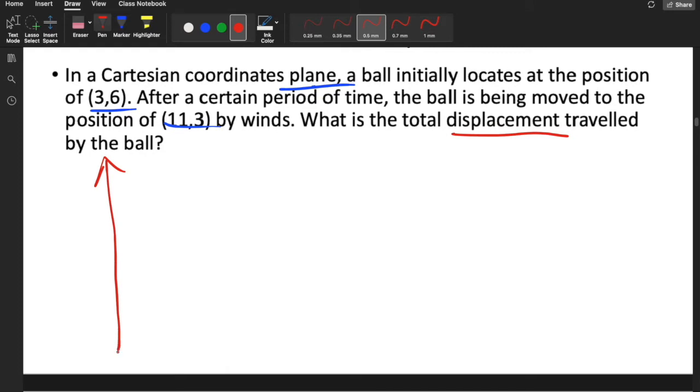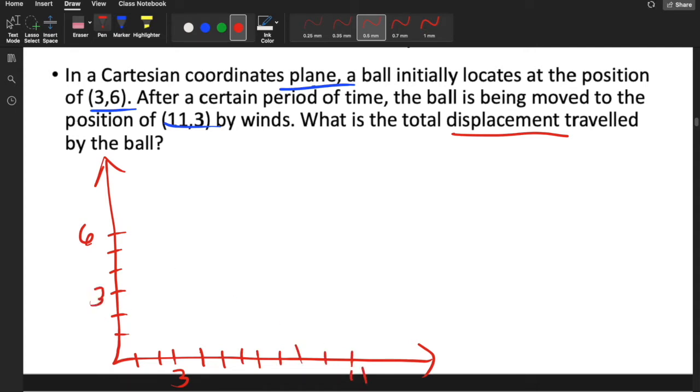So let me just draw a coordinate system first. So the initial position is 3, 6. So 1, 2, 3. 1, 2, 3, 4, 5, 6. And the final position is 11, 3. 4, 5, 6, 7, 8, 9, 10, 11. 11, 1, 2, 3. So the initial position is here, and the final position is here. So you need to find the length of the blue line, the green line actually.